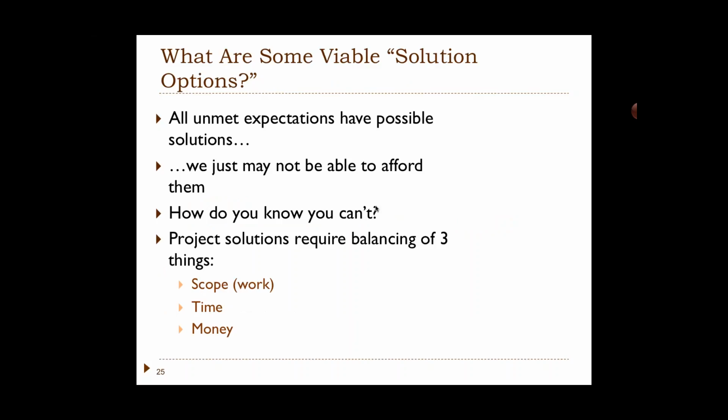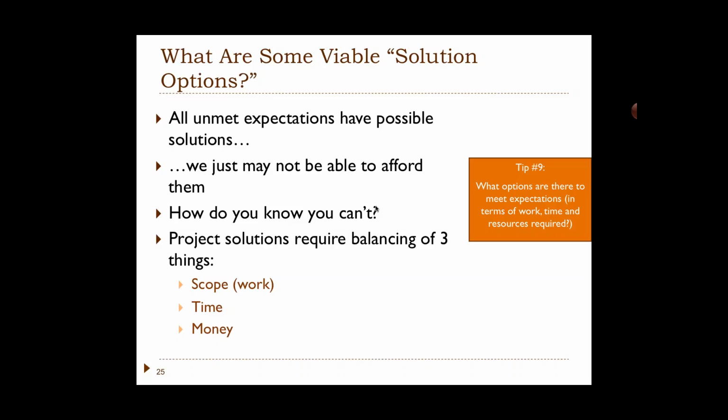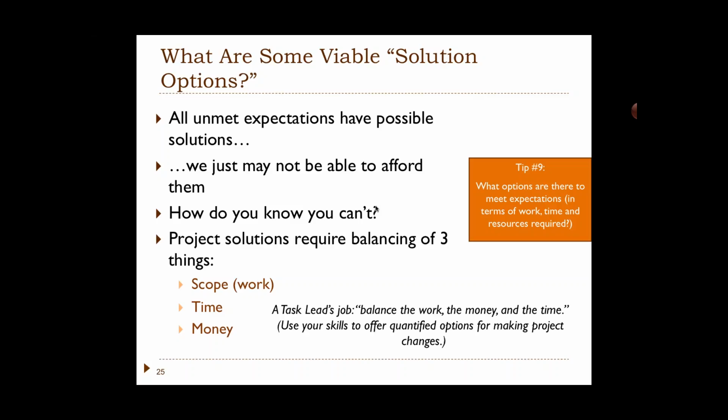Viable solutions. All right. Just real quick. If expectations are unmet, right? Do they have possible solutions? What are they? Maybe we can't afford it, right? Maybe that's the reality that we can't change, right? We have to know what we can do and what we can't do. And then we have to balance what they call the triple constraint: scope, time, and cost, right? Scope, time, and cost, crucial to project management, okay?